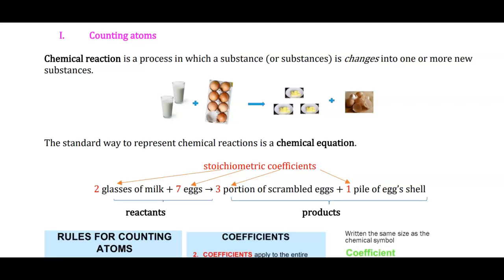Okay, and now we're doing the handout about reactions and equations together. A chemical reaction is a process in which a substance or substances change into one or more new substances. It's like baking, like cooking, right? This picture shows us that out of 2 glasses of milk and 7 eggs, you can have cookies, right? So that is cooking, and chemical reactions are cooking in a special way, right?